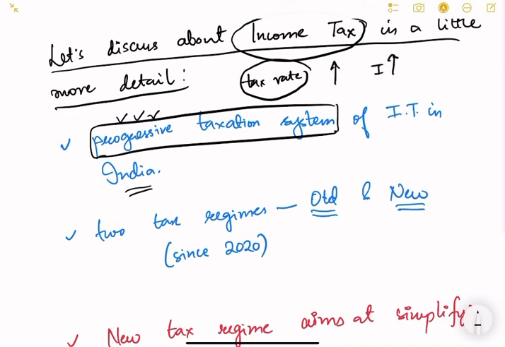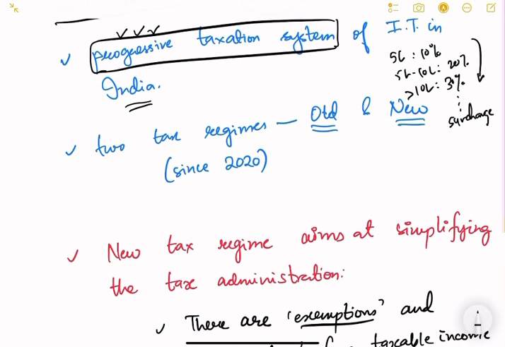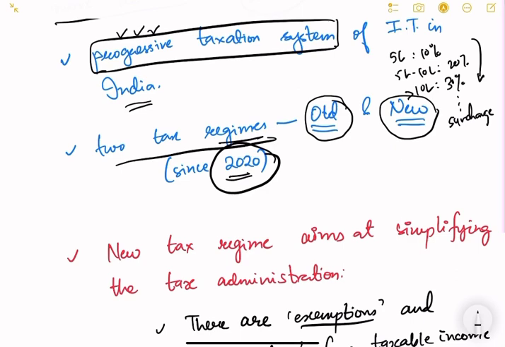We have already seen that, say up to 5 lakh, the income tax rate is 10%, then 5 lakh to 10 lakh, it is about 20%, then more than 10 lakh, it is about 30%, like that, right? Then there is some surcharge also after a particular amount of income. So this is a kind of progressive taxation. Now in India recently, since 2020, the last 2 years, there are two tax regimes in India. One is the old tax regime, one is the new tax regime. The new tax regime was introduced in 2020. Now let us understand what is the difference between the two.